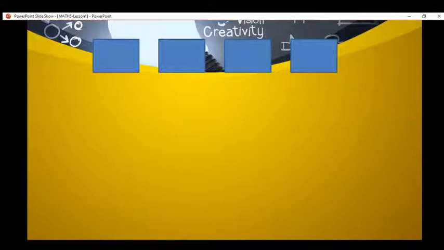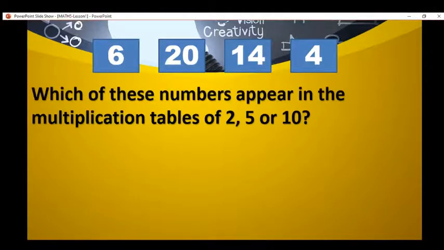So we have here the numbers 6, 20, 14, and 4. Can you tell me which of these numbers appear in the multiplication tables of 2, 5, or 10?